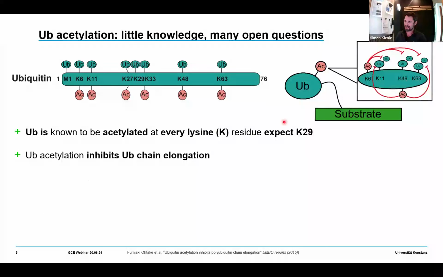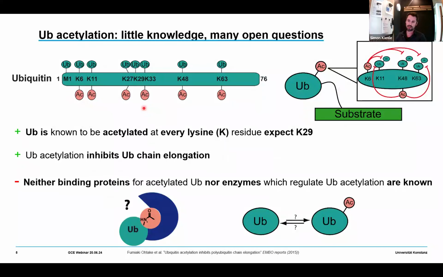But besides that, not much is known about ubiquitin acetylation. The only thing besides the inhibition of polyubiquitin chain elongation is that ubiquitin can be acetylated at every single lysine residue within ubiquitin except the lysine residue at position 29. So this is when we stepped into ubiquitin acetylation. And at that time point, neither ubiquitin binding proteins which bind to acetylated ubiquitin were known, nor enzymes regulating ubiquitin acetylation.